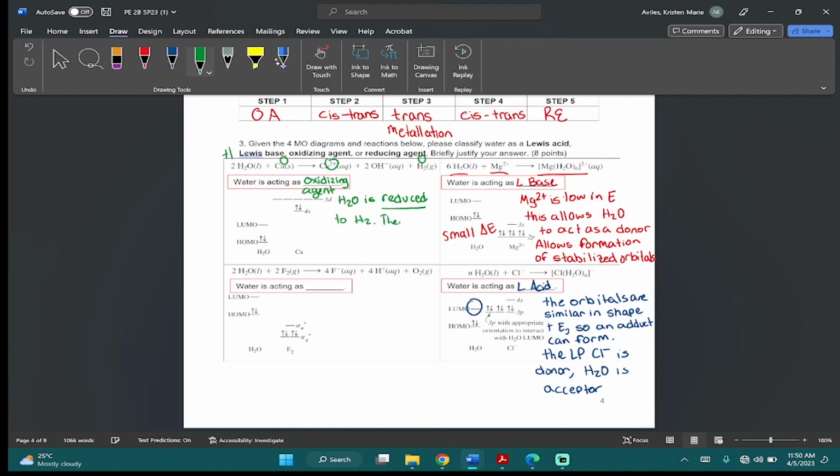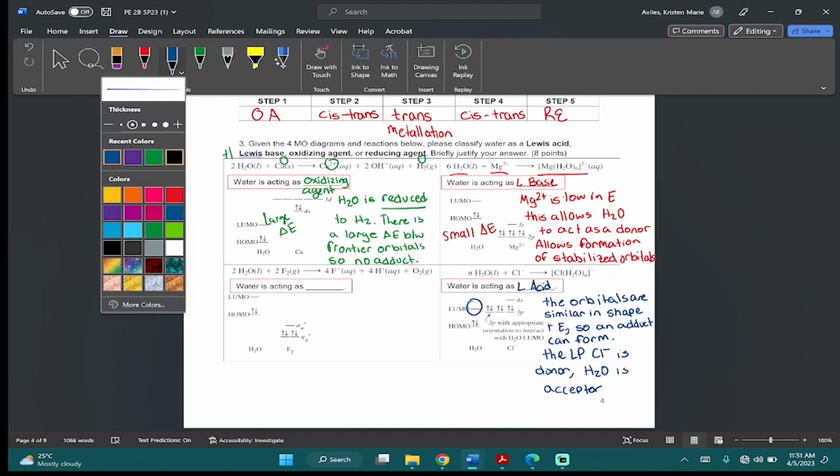Additionally, there's a large energy gap between our frontier orbitals. So no adduct can form. And here, large delta E. And then that means our last example kind of has to be our reducing agent.